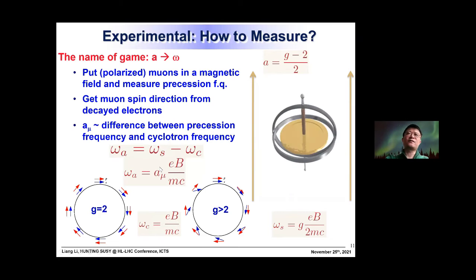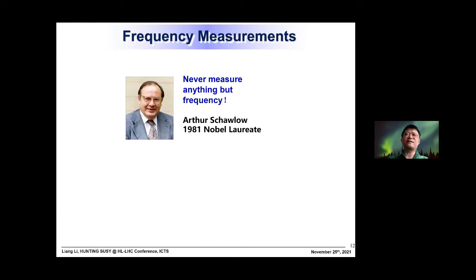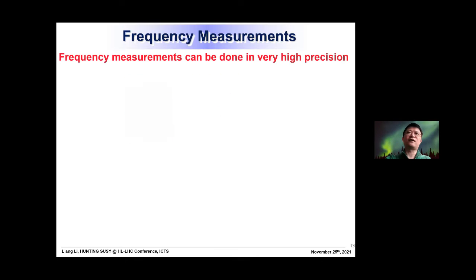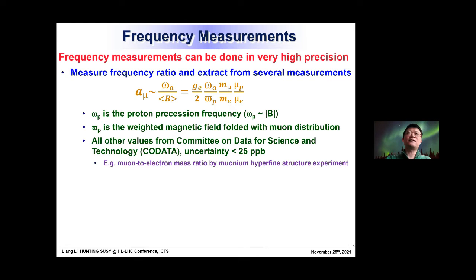And why we are so focused on frequency is nicely explained by 1981 Nobel laureate Arthur Schawlow, who said, never measure anything but frequency. Well, he's a laser guy, so he's probably biased, but still, frequency is one of the best ways to make precision measurements, because you just count things. It's easier to get precision that way. So that's why I want to do this, and then I'll take the previous formula and translate it to a bunch of frequencies, basically omega A and then omega P.